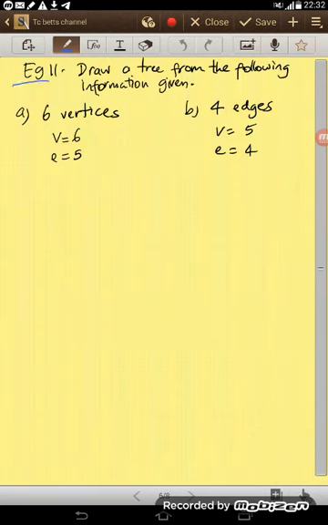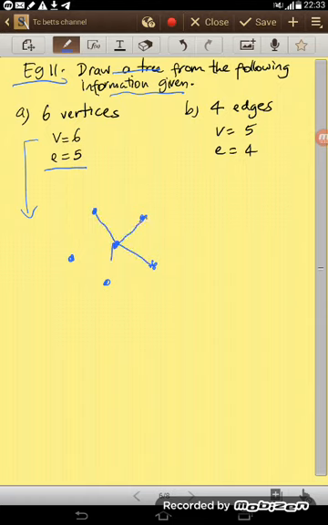What about example 11? Draw a tree from the following information. So 6 vertices and 5 edges. The first thing you do is very easy, very simple. You just draw the 6 vertices, maybe where you can put here, and then you just connect. 1 2 3 4 5. So this is already a tree.